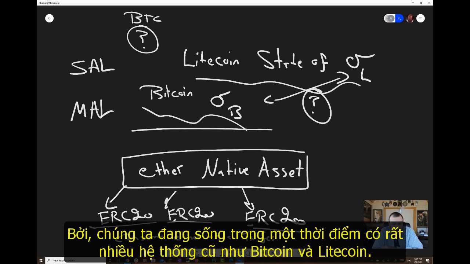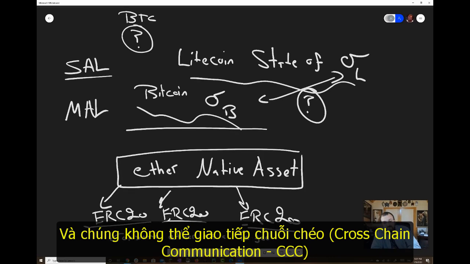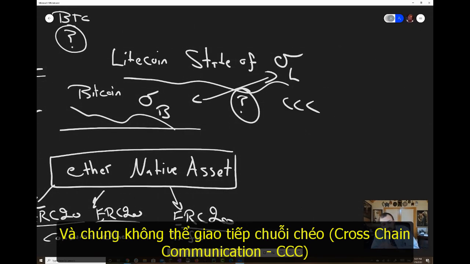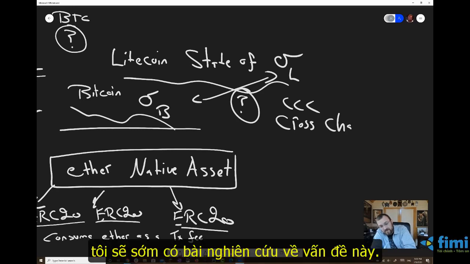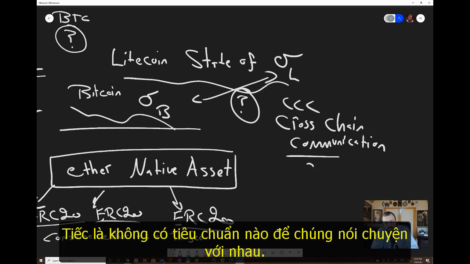Okay, so we live in a state where there's a lot of these old legacy systems like Bitcoin and Litecoin, and they're perfectly fine. However, they're single asset ledgers, and they can't really do what's called CCC, well, cross-chain communication. And actually, I'm going to give you guys a paper here. Okay, well, unfortunately, there's no standards for them to talk to each other.